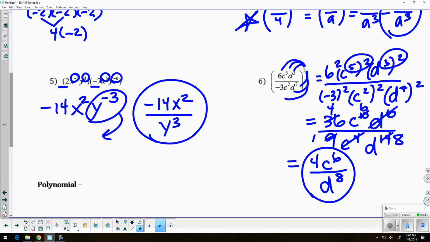Okay, so that's one way you could do this problem. You could do it another way too. If you wanted to, you can also do it a second way, so I'll show you guys that way. So we have 4c to the 6th over d to the 8th, so we should get to that same answer.